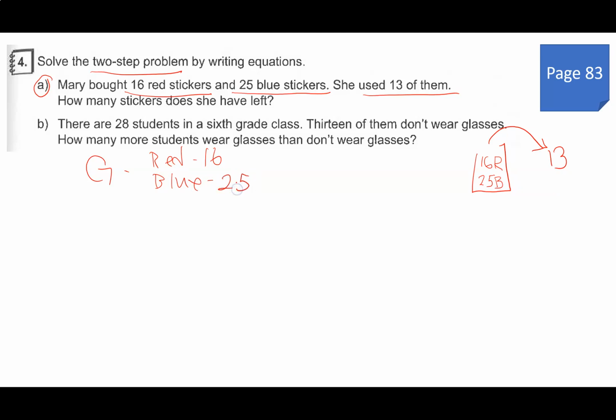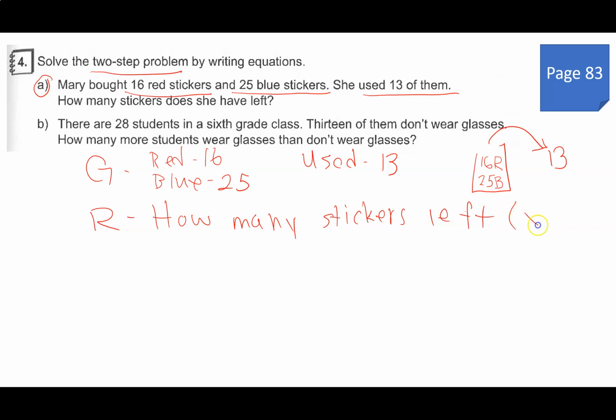Blue we have 25, and we have used 13 stickers. All right, now what's required of us to find? How many stickers does she have left? So how many stickers left? And let's let X represent that number.